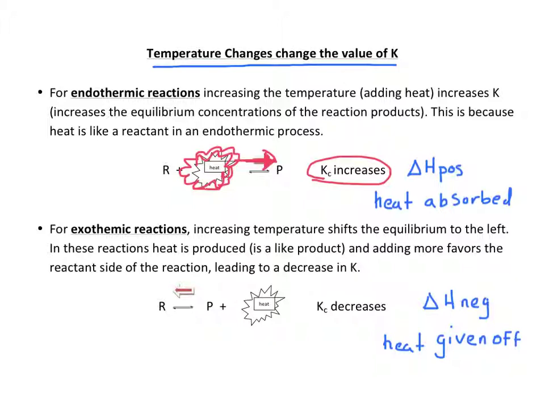Similarly, if we have a reacting system that's exothermic, it's a reaction that gives off heat. And we can think of that heat as a product. Addition of products to a system at equilibrium drives that equilibrium towards the reactant side. In this case, increasing the denominator in our expression for the equilibrium constant and decreasing its actual value.